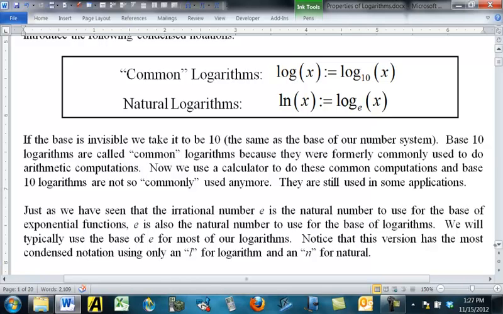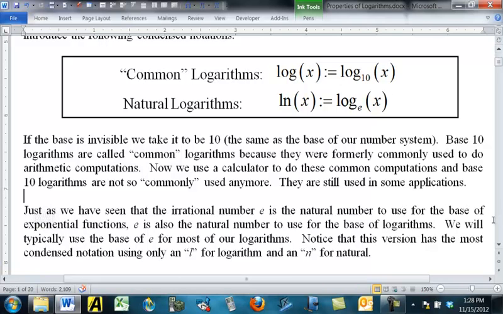Natural logarithms are ln of x, L for logarithm, N for natural. So that's ln of x, and that's log base e of x. Remember we said e is the natural base, our standard base to use for exponential functions, and it also is our standard base to use for logarithmic functions as well. So we're going to use the ln of x mostly in this class as much as we can.